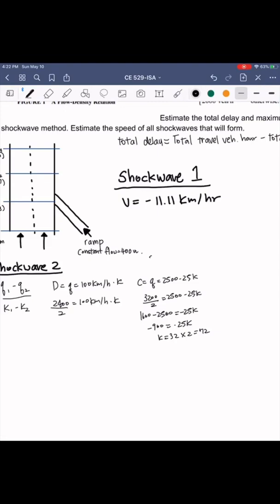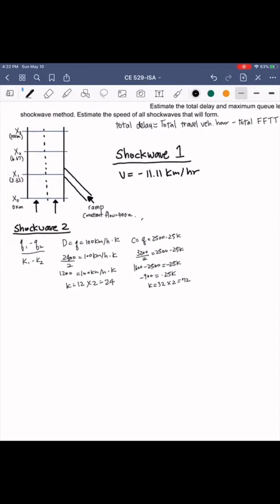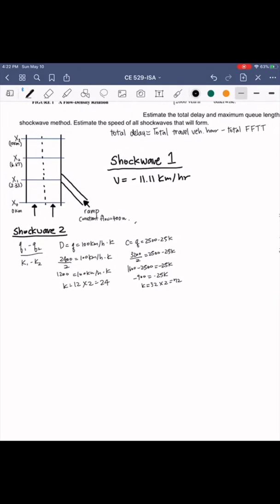Kilometer times k, so it'll be 1200 equals 100 kilometer per hour times k. K equals 12 times by lanes again, it'll be 24. So let's plug it into the equation here. So it'll be 2400 minus 3200 divided by 24 minus 72.